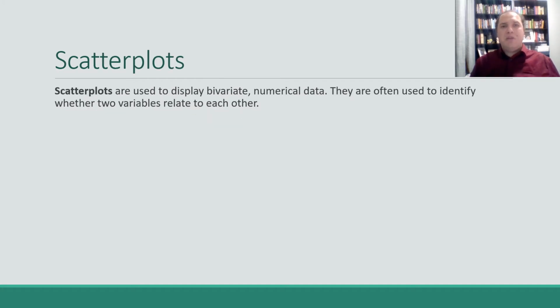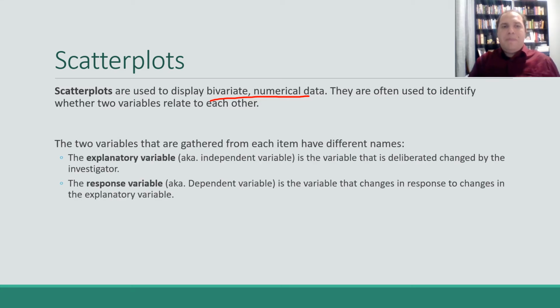Scatterplots are used to display bivariate numerical data. So two variables and numbers. They're often used to help us identify whether or not two variables actually relate to each other. Now, the two variables that we collect both have two important names and two important uses, and that's important when it comes to graphing them on a scatterplot.